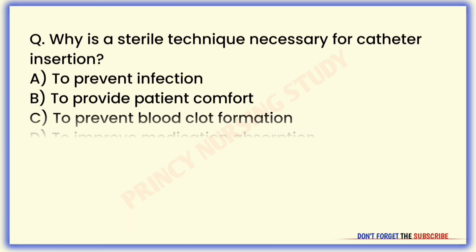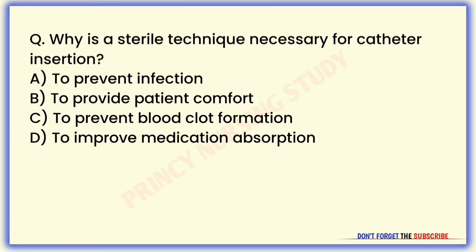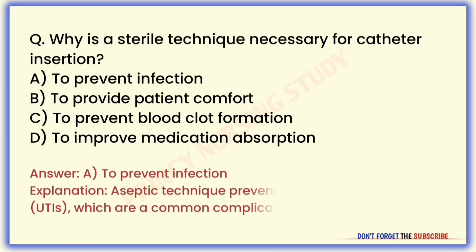Next question. Why is a sterile technique necessary for catheter insertion? Correct answer is A. To prevent infection. Aseptic technique prevents urinary tract infections, UTIs, which are a common complication of catheterization.